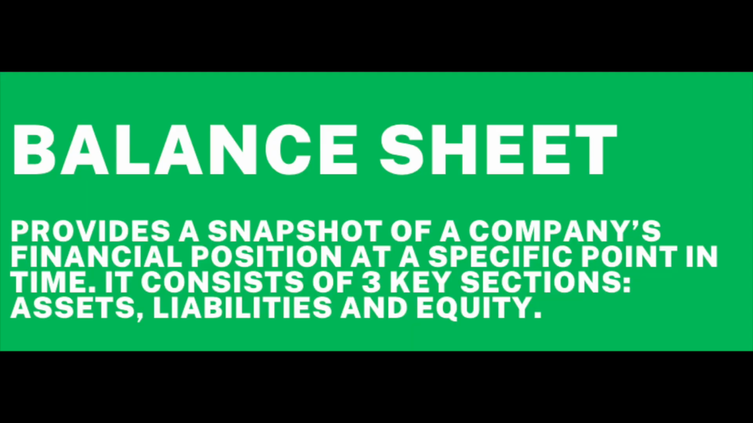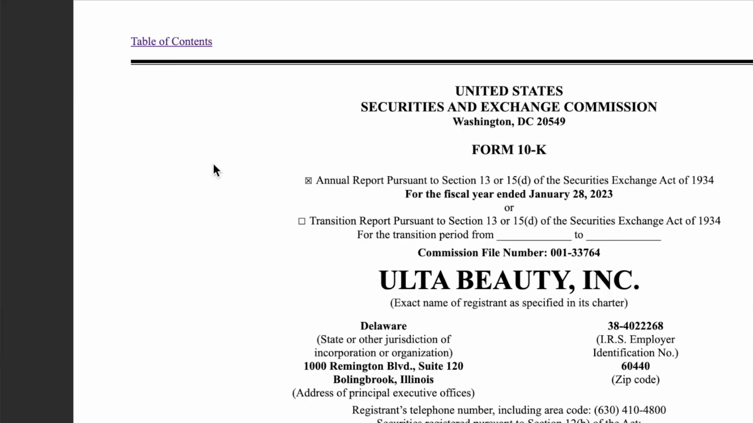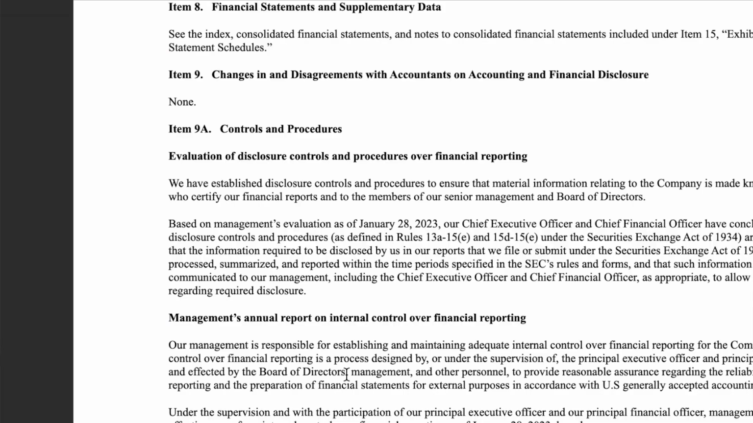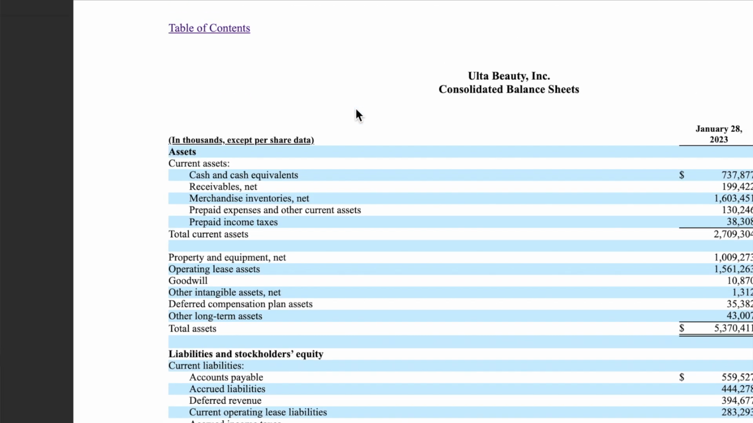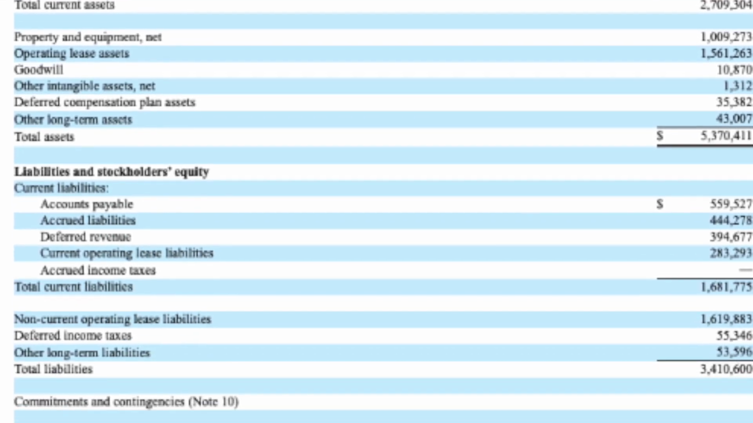Now finally, let's get into the balance sheet. And the balance sheet provides a snapshot of a company's financial position at a specific point in time. It consists of 3 sections: assets, liabilities, and equity. So repeat the process of opening up your phone, typing in Ulta 10K, table of contents, consolidated financial statements and supplementary data. Then you're going to want to scroll down and click on the consolidated balance sheet. So here is a snapshot of Ulta's balance sheet, and you can see assets, liabilities, and equity.